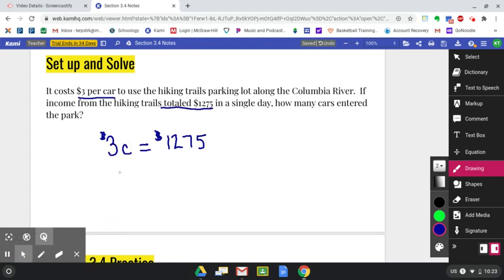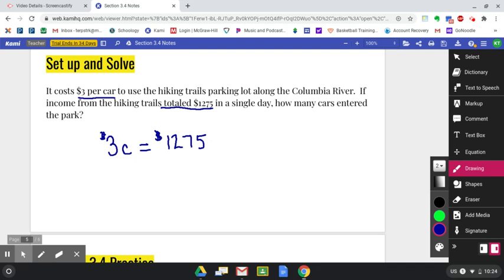All right, so let's look at this setup, right? It says it costs $3 per car, right? So for one car, it's $3. For two cars, it's $6. For three cars, it's $9, right? 4 and 12. So you can see that we're just taking $3 and multiplying it by the number of cars to get a total, right? And then if we keep reading, it doesn't matter where they're parking, right? It just tells us they're along hiking trails, Columbia River, totaled, right? That's where my equal sign comes in. So they totaled for these cars $12.75 for a single day, right?